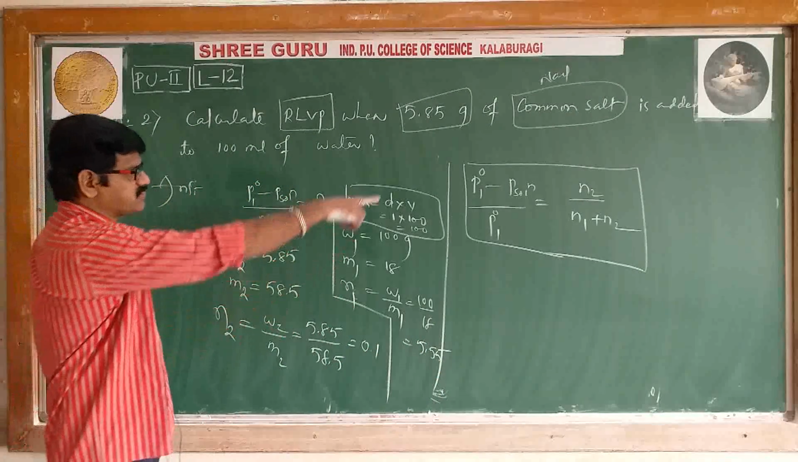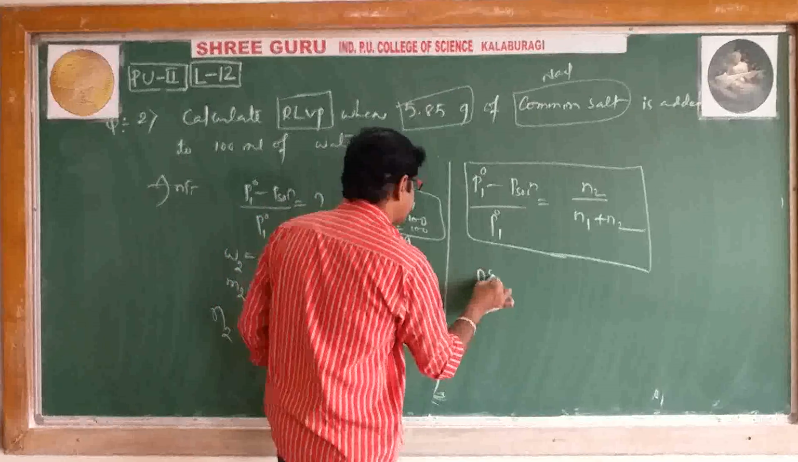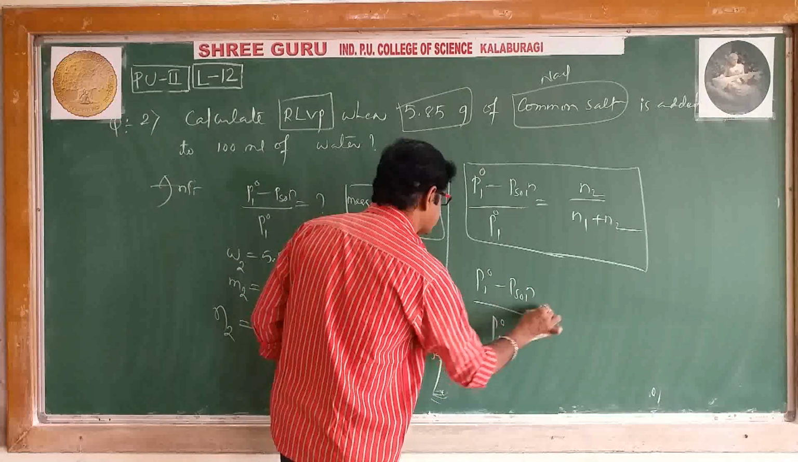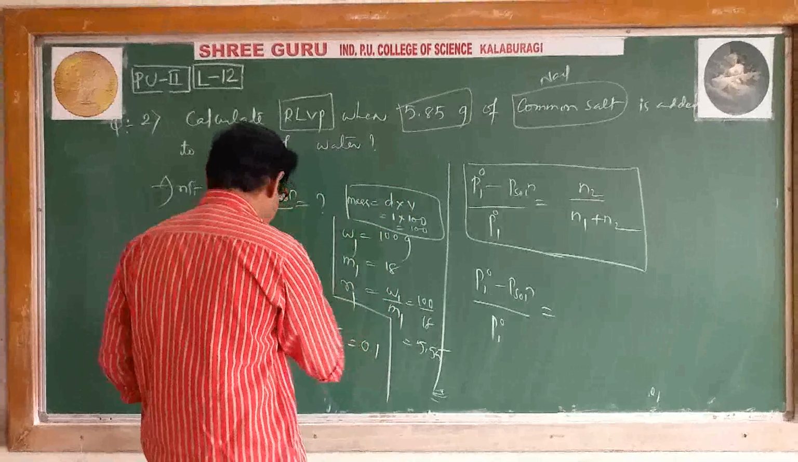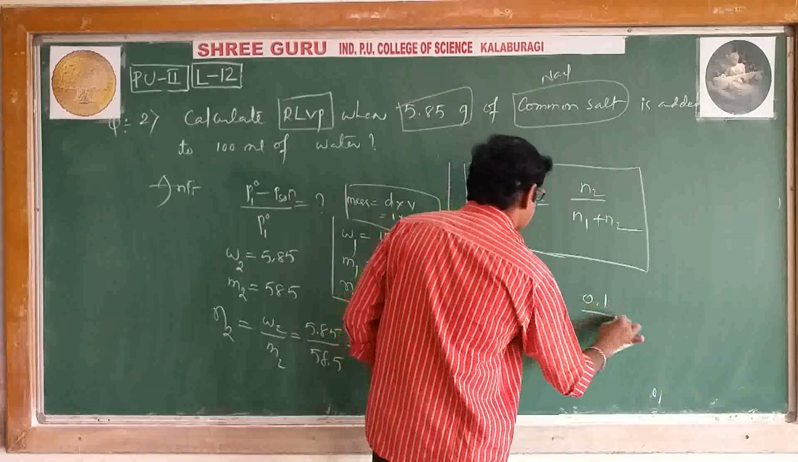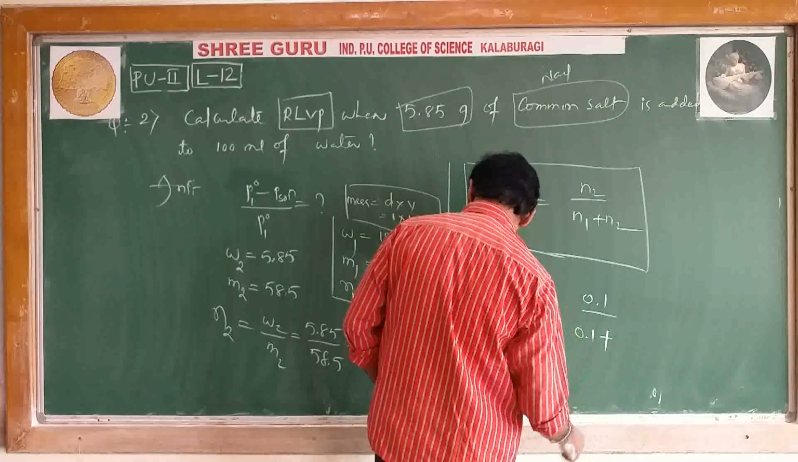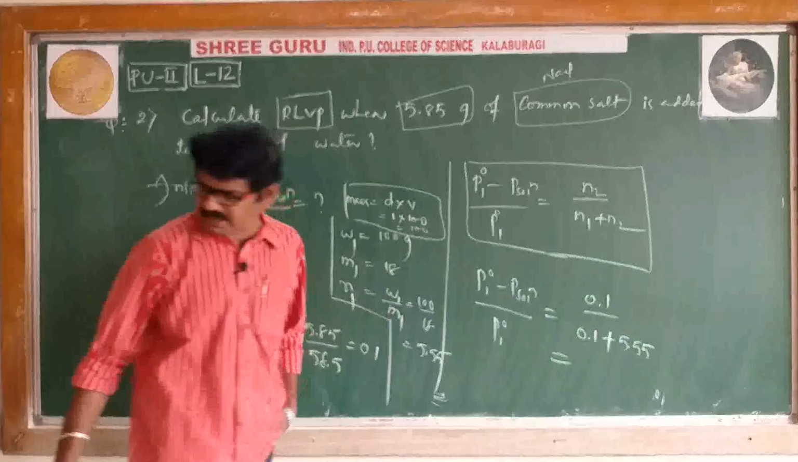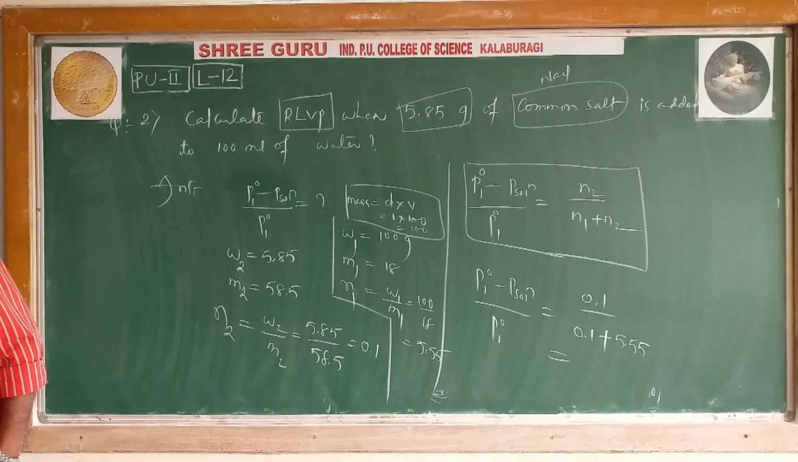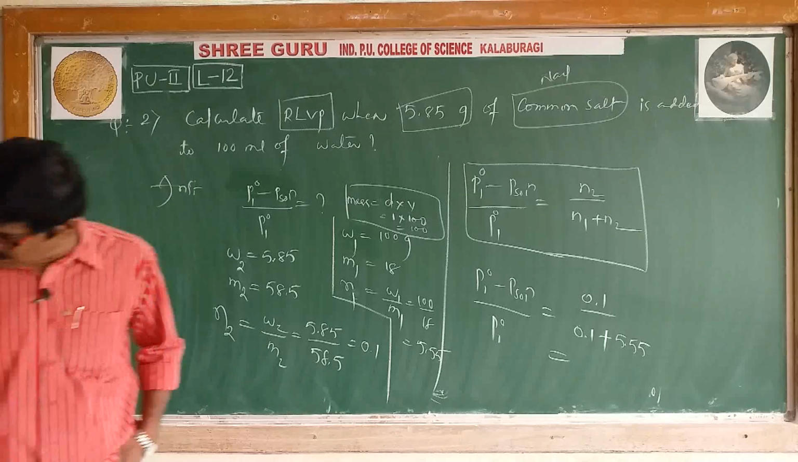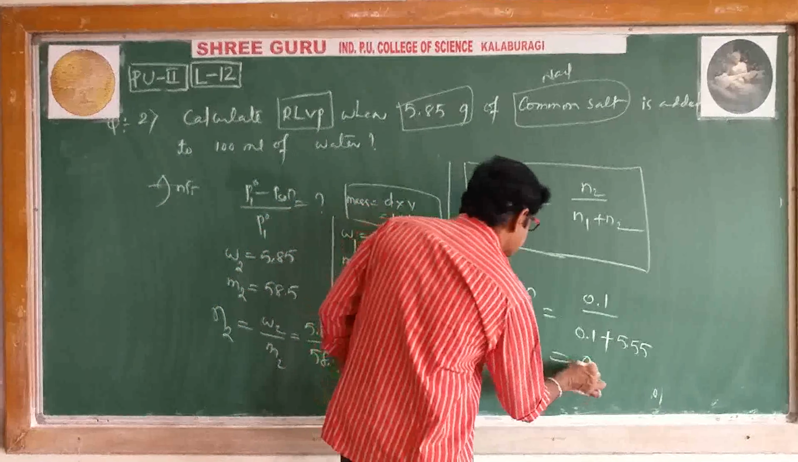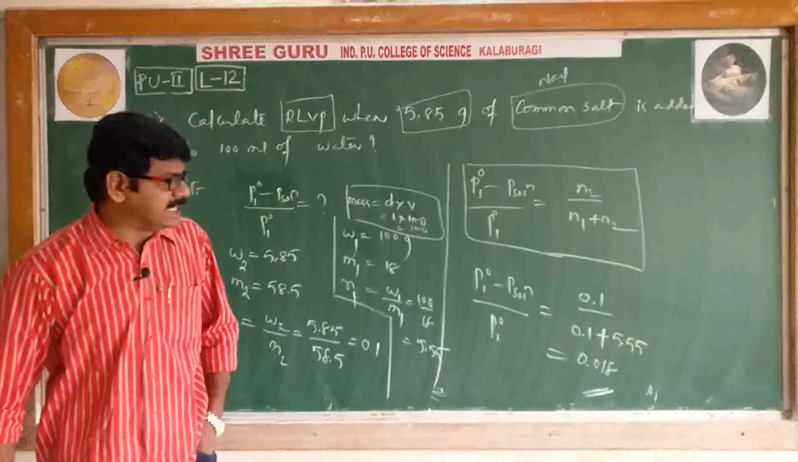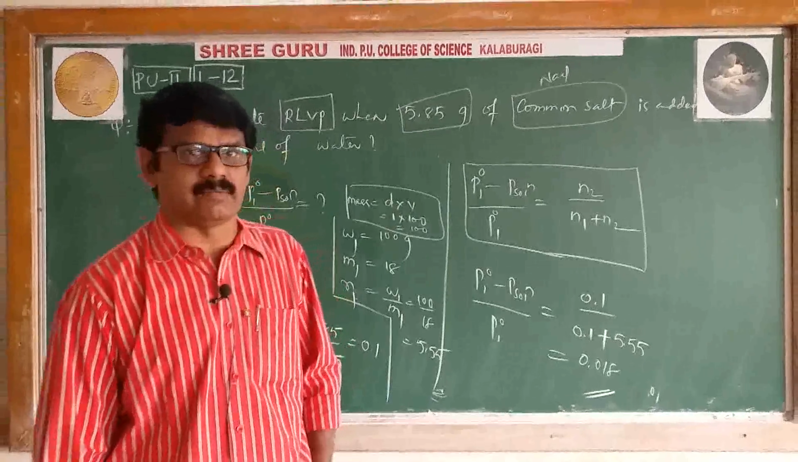Now if you substitute these values here, P1 naught minus P solution by P1 naught is equal to N2 by N2 plus N1, that is 0.1 divided by 0.1 plus 5.55. If you simplify, finally you will get 0.018. 0.018 is obtained. That is the relative lowering of vapor pressure.